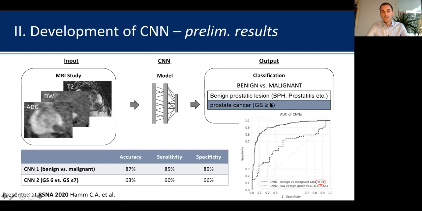And we also trained a second deep learning system for the differentiation of clinically relevant prostate cancer and clinically insignificant prostate cancer, which is defined by the Gleason score. Unfortunately, in this task, the deep learning system only achieved a moderate performance. So we have room for improvement regarding this task.